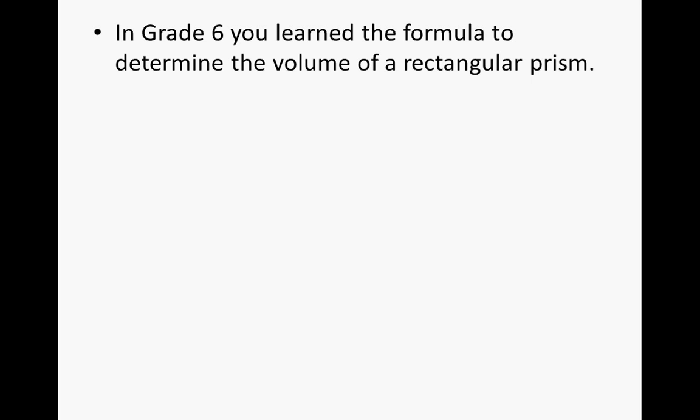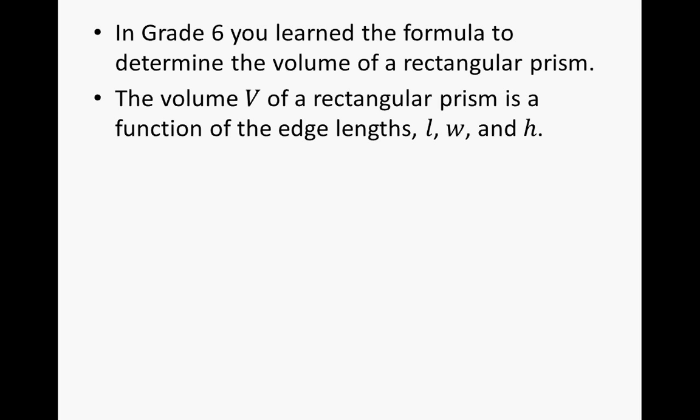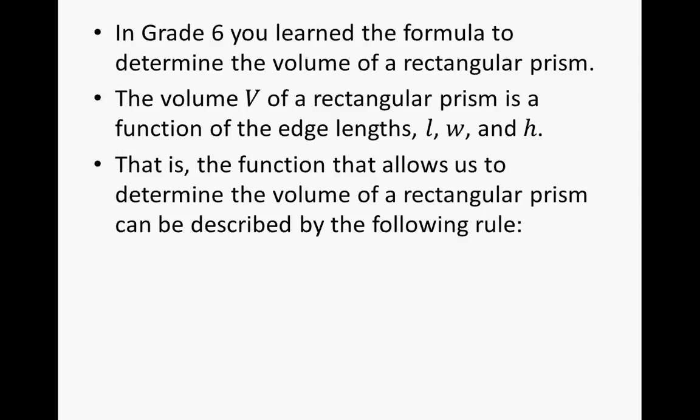In grade 6, you learned the formula to determine the volume of a rectangular prism. The volume, V, of a rectangular prism is a function of the edge lengths: the length, the width, and the height. That is, the function that allows us to determine the volume of a rectangular prism can be described by the following rule. V is equal to length times width times height, or volume is equal to length times width times height.